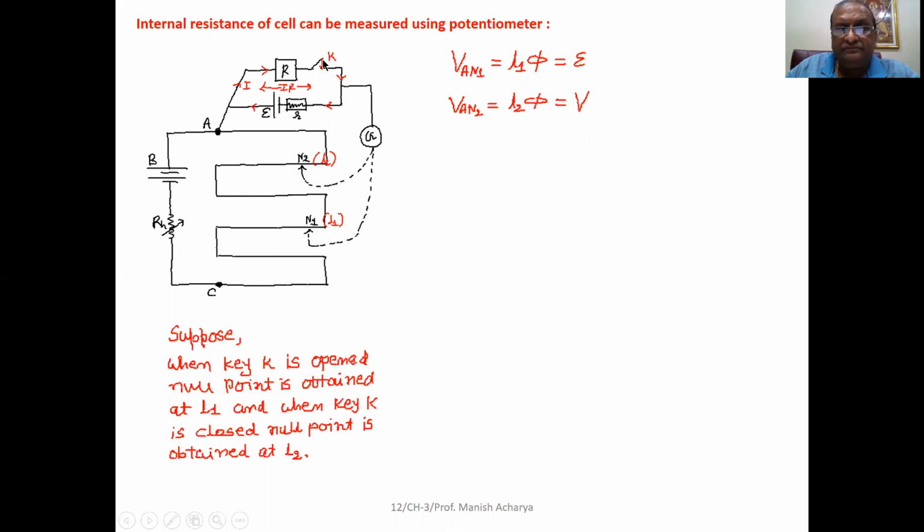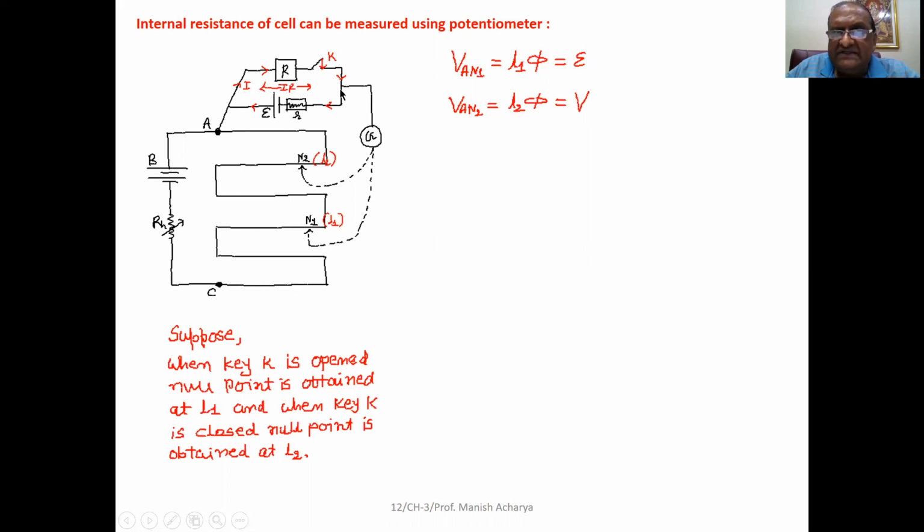Then after that, press this key. Means we can say now the key is closed. So this resistance R is now connected parallel to this cell. So see here, a loop is formed. So in this particular loop, suppose the current I is constituted. So the potential difference across this resistance, that is IR, the same will be across the two terminals of the cell because this is the parallel combination.